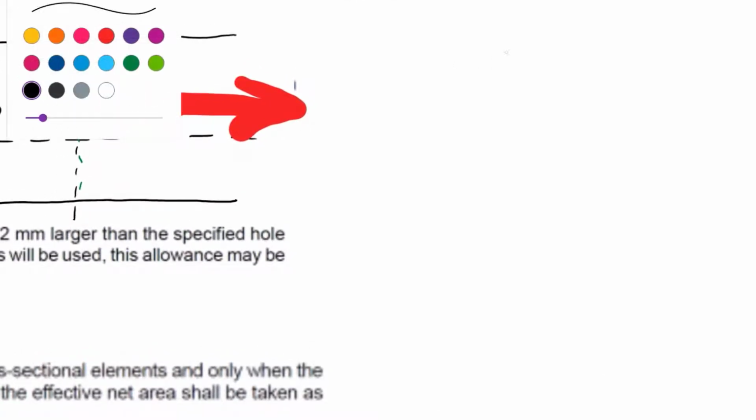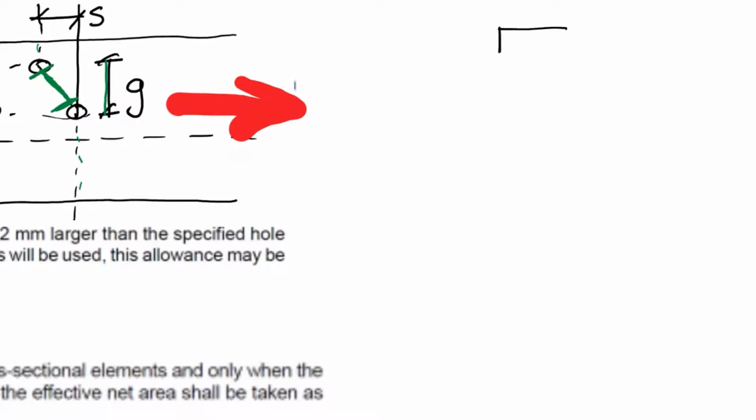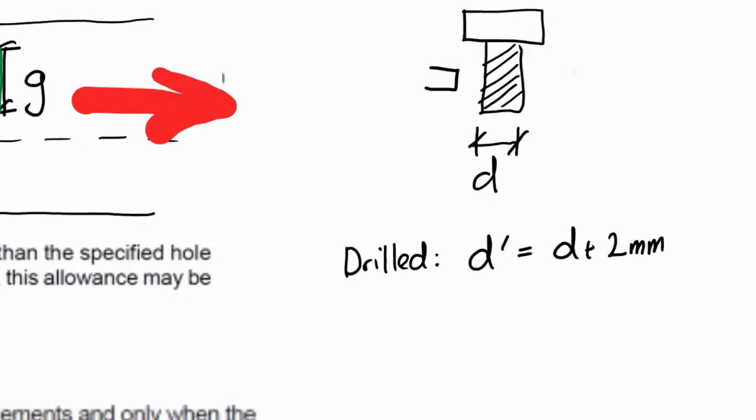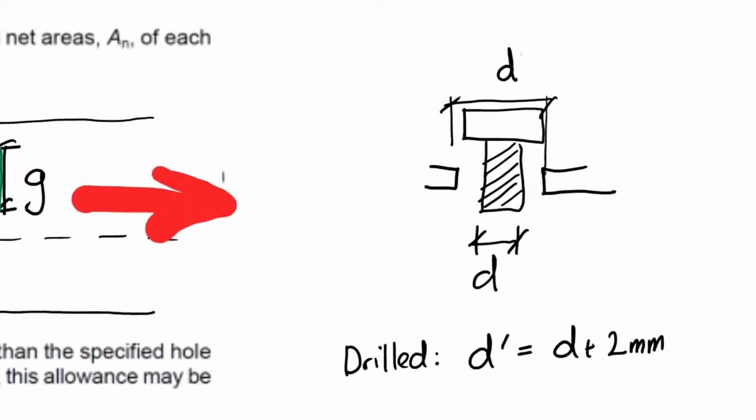If you have a bolt, here's your bolt. This has a normal certain outside diameter, d, that needs to fit through your hole. And so, if you have a drilled hole, the actual hole that you will need to put into your member is d plus 2 mils. So then you will have a hole here. I'm exaggerating this quite severely. This would be your d primed.